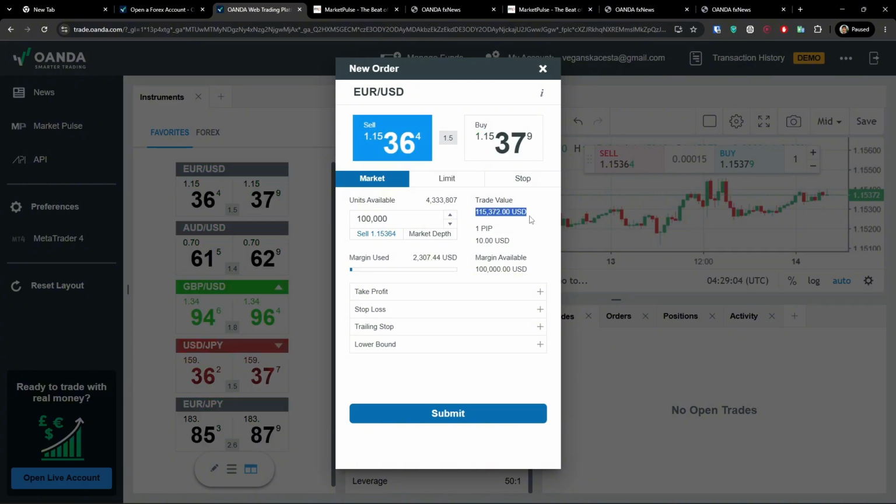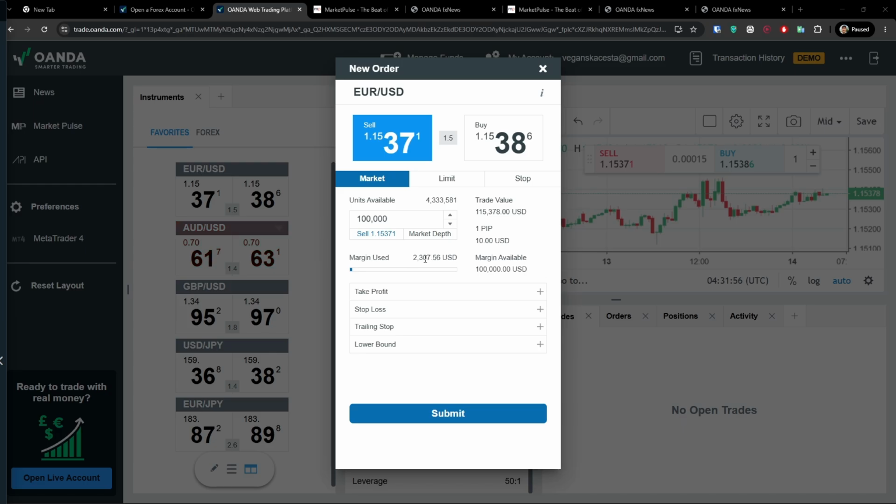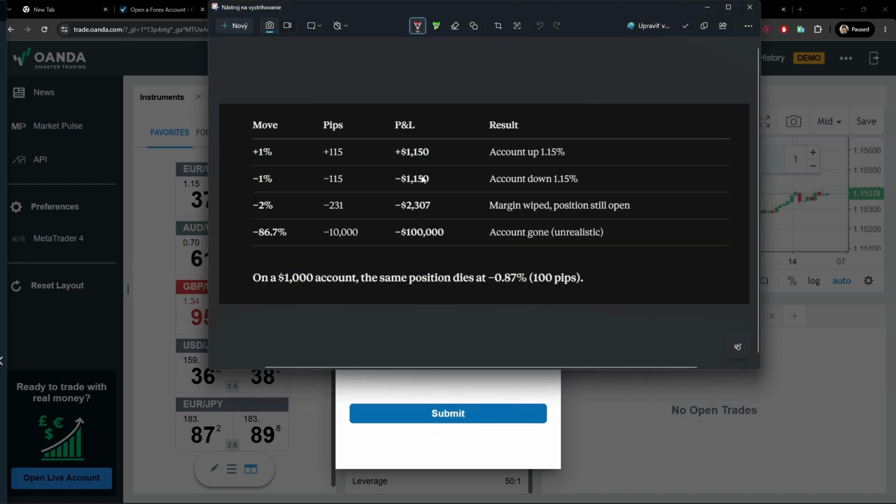And then you're going to have the margin available. This is from the demo account. Now it's important to say that you see right here the margin used is $2,300. So this is my leverage, 50-1. So I control $115,000 with only $2,300, because if there wouldn't be leverage, I would need to buy 115,000, but I actually used the margin.